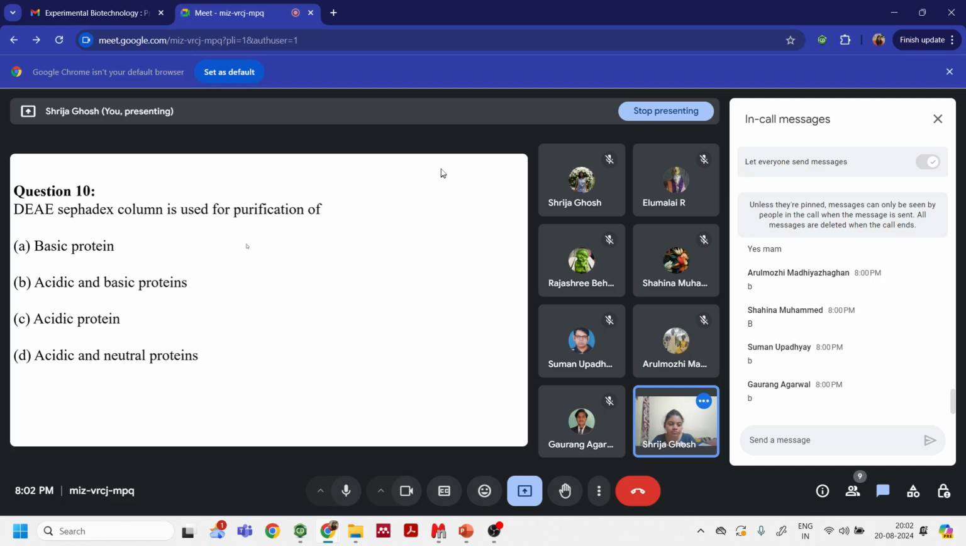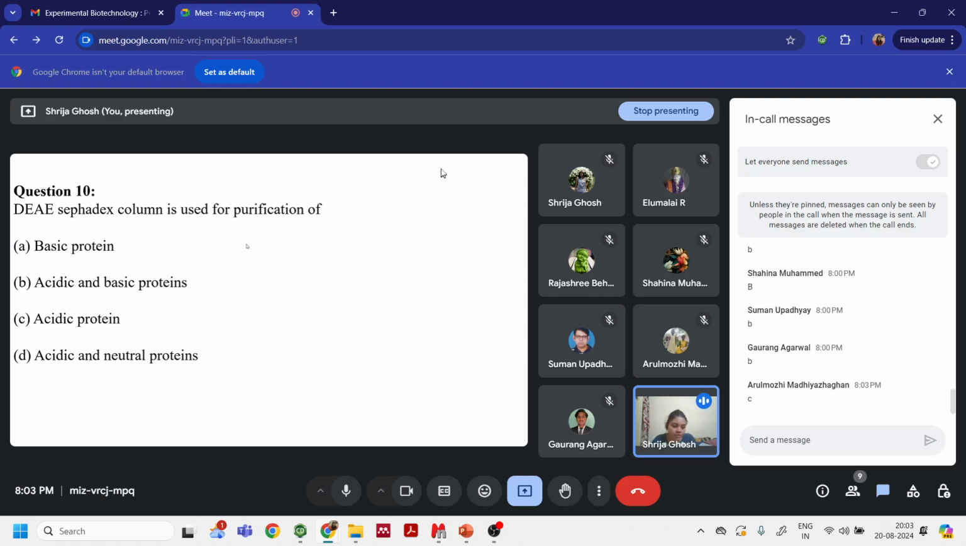No one? Take a guess. Okay, I'll give you a hint. DEAE Sephadex column is an anion exchange column. DEAE stands for diethylaminoethyl. So now tell me what type of proteins will bind to the anion exchange column.